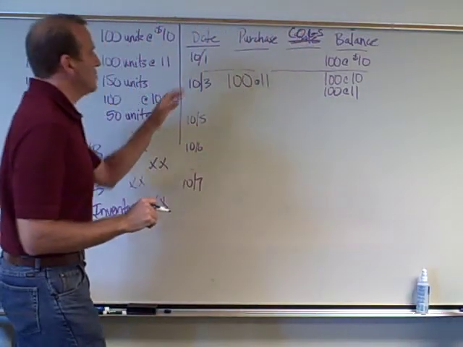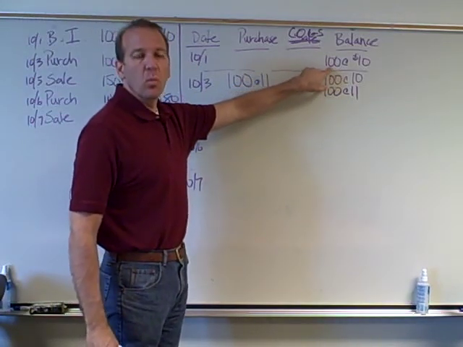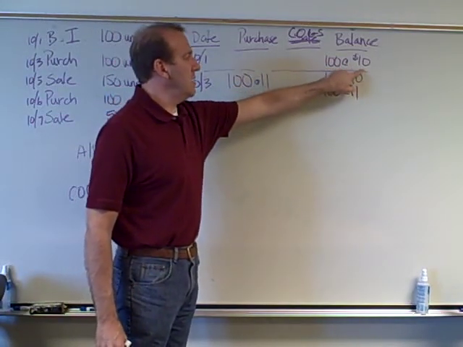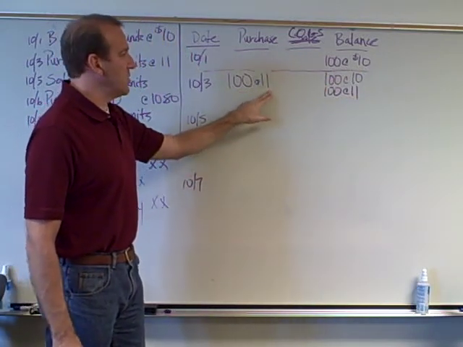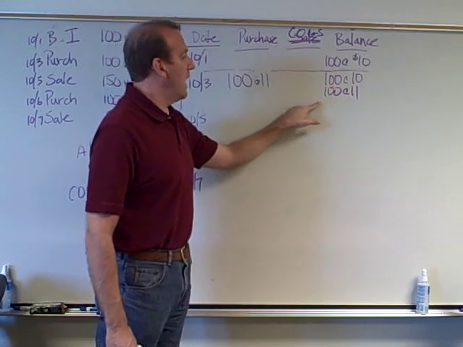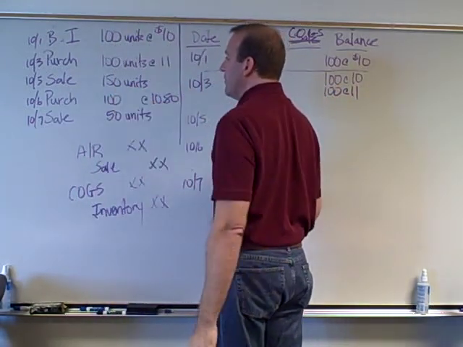Here is our spreadsheet once again. October 1st, here's our beginning balance, 100 units at $10. We purchased 100 more units at $11. So we've got 100 at 10, 100 at 11. Now, on the 5th, we're selling 150 units.